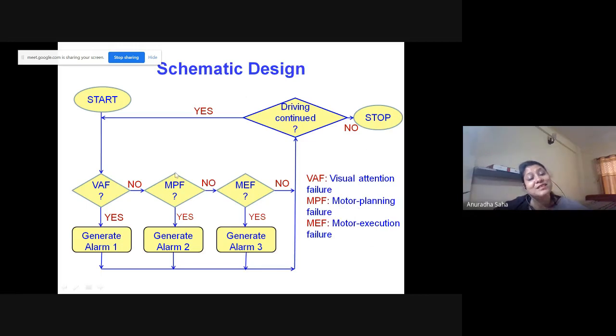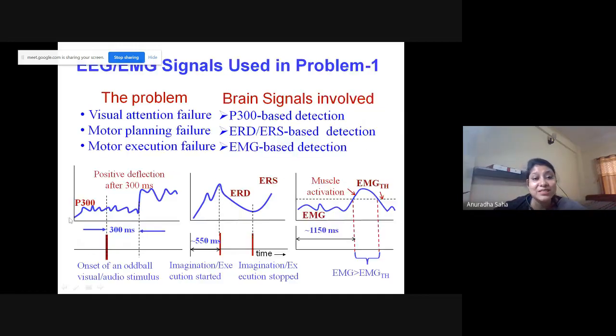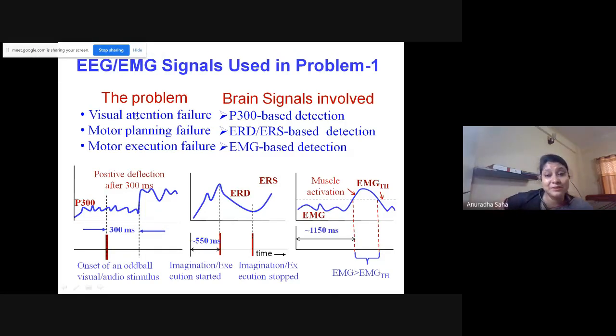Now, if this is the schematic design, then those are the signals, EEG signals or EMG signals, which we can use in this first problem. That means the problem where we can discuss the cognitive failure of the driver. Now, the problem is visual attention failure. How can we deal with these failures? How can we incorporate some kind of artificial intelligence or brain-computer interfacing to avoid this kind of problem, or to detect whether the driver is experiencing this particular failure or not?